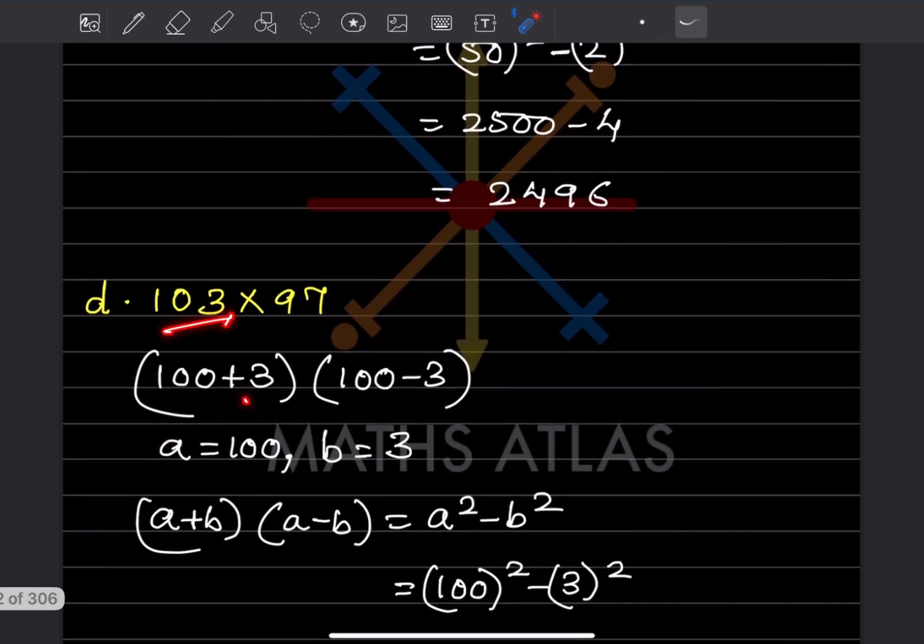Again for this one 100 plus 3 and this we can write here 100 minus 3. A is 100 and B is 3.